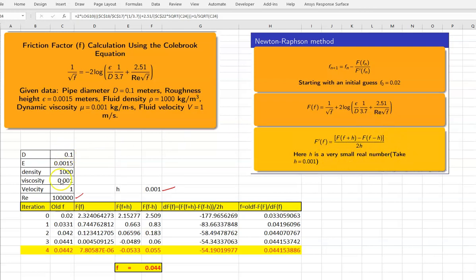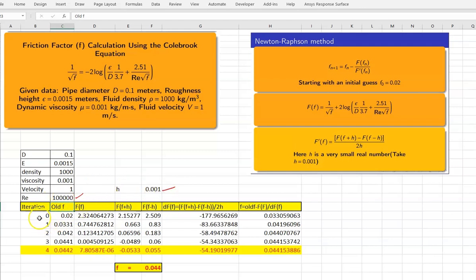Now here I am putting in all the parameter values: diameter, epsilon, density, viscosity, velocity. From that I am calculating the Reynolds number. You can see here the Reynolds number is rho d v by mu. So we are getting that, nearly 1 lakh, and h is 0.1.